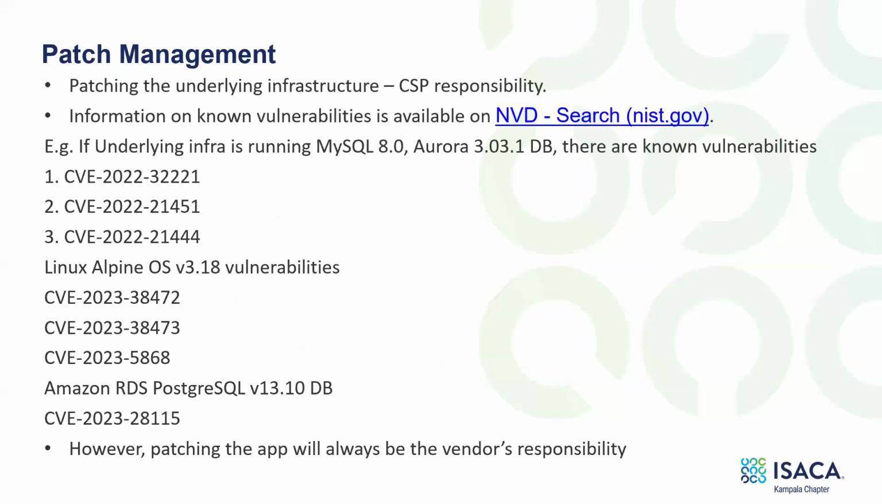Then patch management, which will always be the responsibility of the application vendor. The application vendor should always be able to patch their applications. Now, patching does not only apply to the application, but also the infrastructure on which it is running. We have what we call the National Vulnerability Database. Say the underlying infrastructure is running on MySQL 8.0.1 or Aurora 3.03 and so on; there are known vulnerabilities in that NVD database, so you can always look them up there. It can be a very good resource. And in case you find that there are any vulnerabilities identified in the underlying operating systems or infrastructure, please have them flagged.